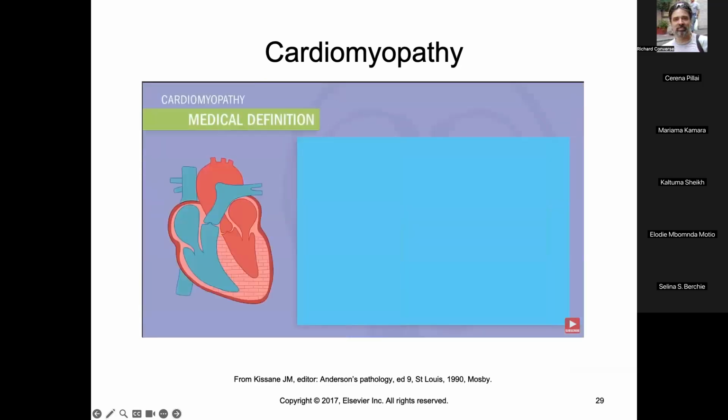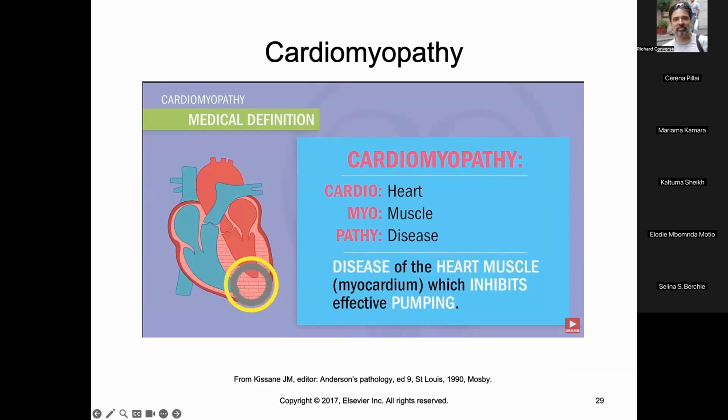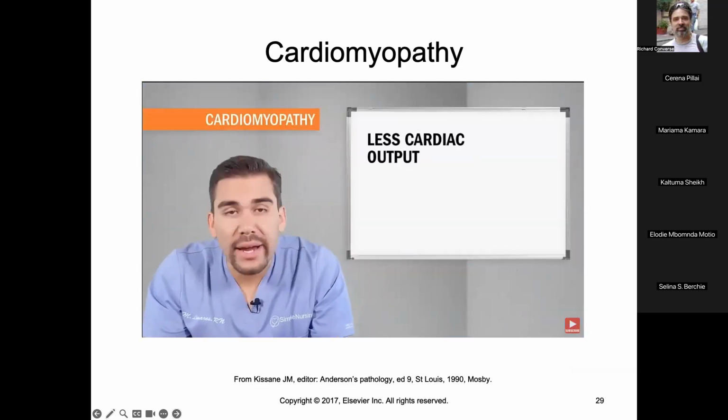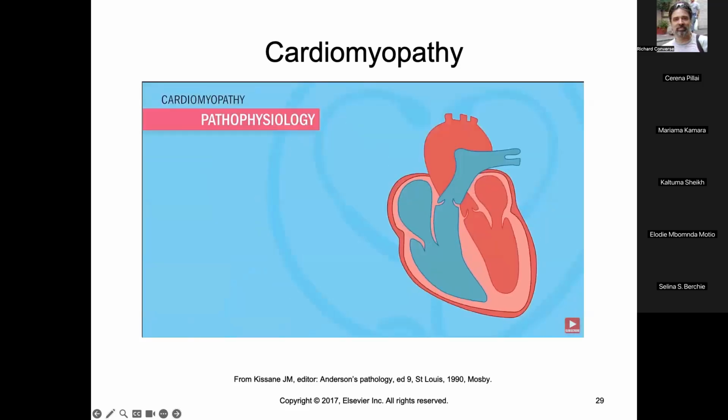So the fancy medical definition of cardiomyopathy: cardio meaning heart, myo meaning muscle, and pathy meaning disease. So cardiomyopathy is a disease of the heart muscle, the myocardium, which inhibits effective pumping. Essentially, we have pump failure problems here, which again leads to less cardiac output, basically meaning less oxygen to the body. So what's really going on in the body?